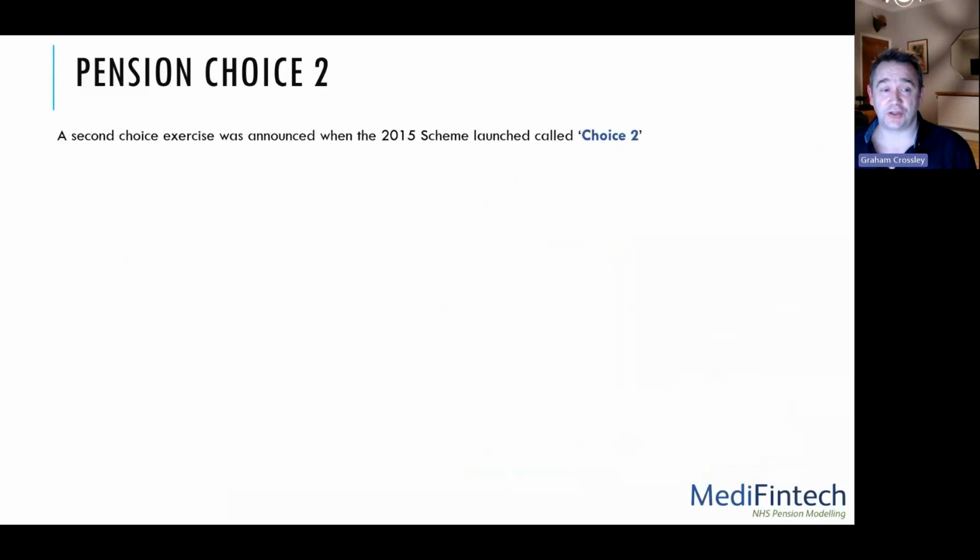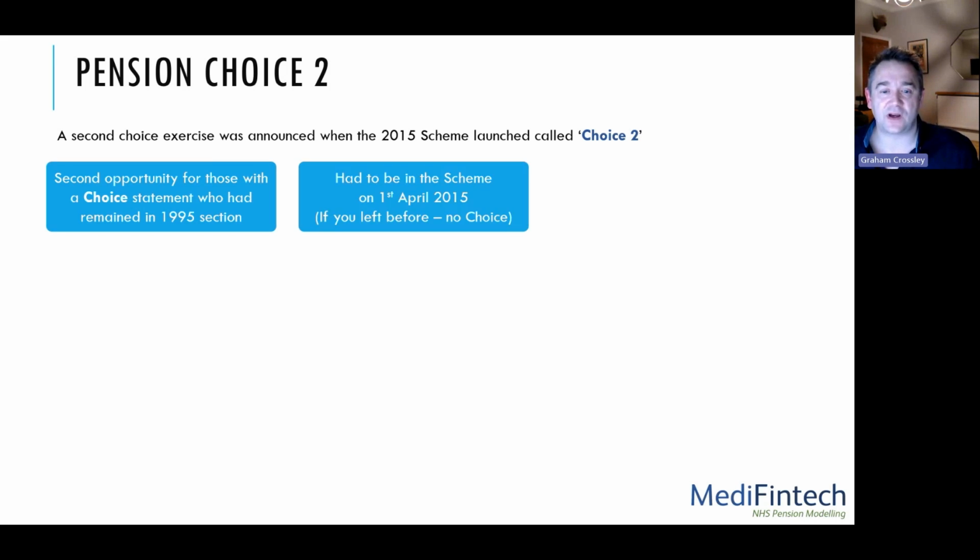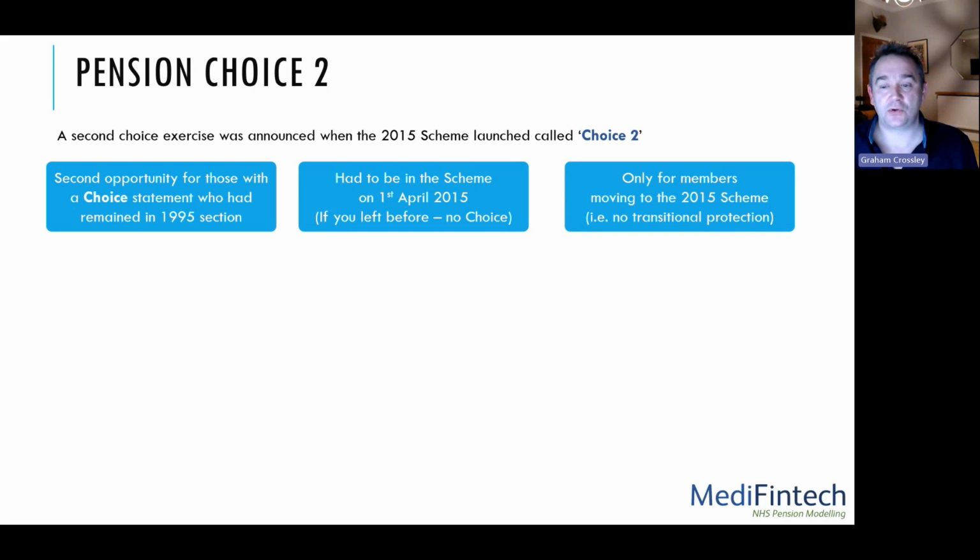We then saw a Pension Choice 2. So this second choice was announced when they introduced that 2015 scheme, because the 2015 scheme had a retirement date of state retirement age. So it could have been beneficial for some people to move their final salary benefits to have a normal pension age of 65. So this was only for people who had already had that choice statement from the Choice 1 exercise, but they decided not to exercise that choice at that point, so they'd stayed in the 95 section. But you had to be in the scheme on the 1st of April 2015. If you'd left, well, unfortunately, no choice. And it was targeted at people who weren't going to be getting that transitional protection.